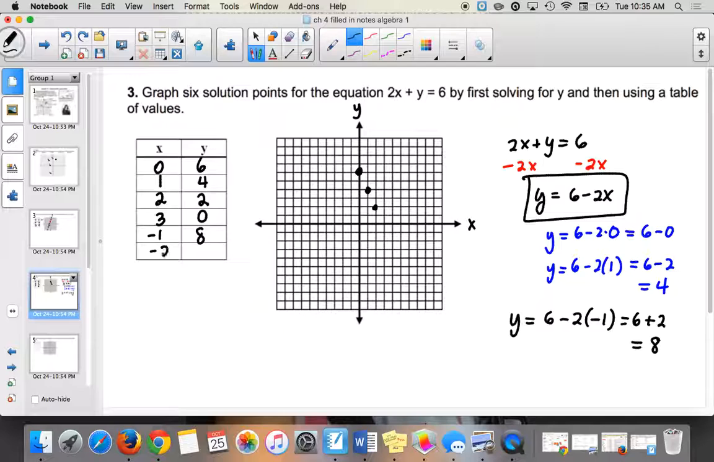What about if I plug in -2? I'd have 6 minus 2 times -2. So 6 plus 4, which is 10, exactly. So I'm going to have -1, 8, and -2, 10.